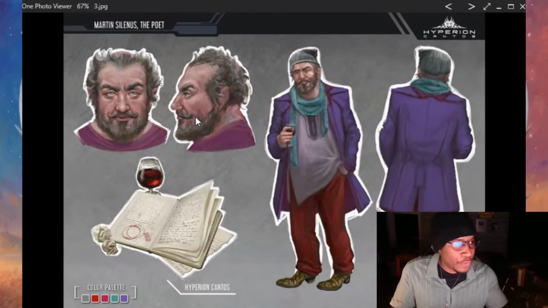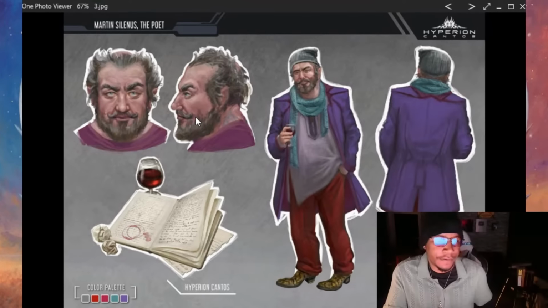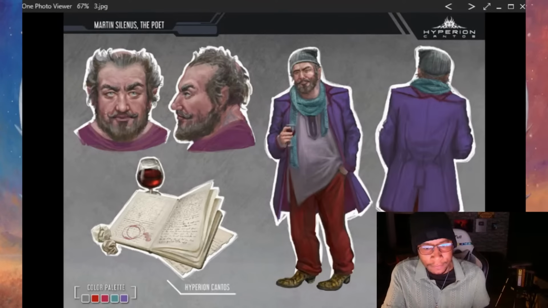And he's actually very old. He's had a bunch of plastic surgery. But he's a poet, and he's been through a lot. And he's super witty. I think he's a hugely interesting character. But we won't dive too much into him just yet.